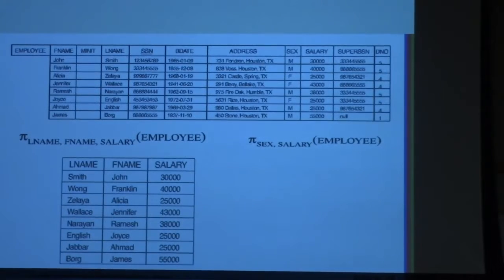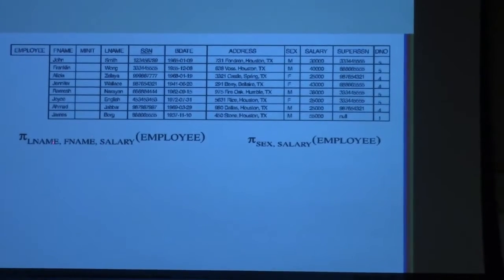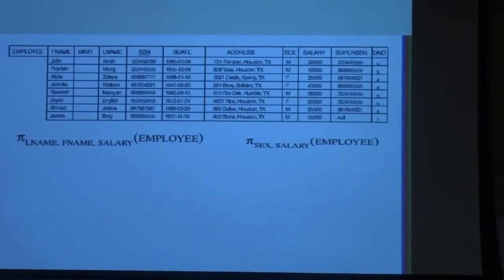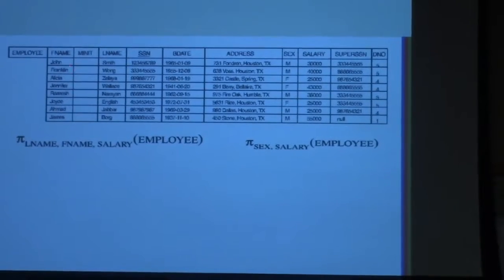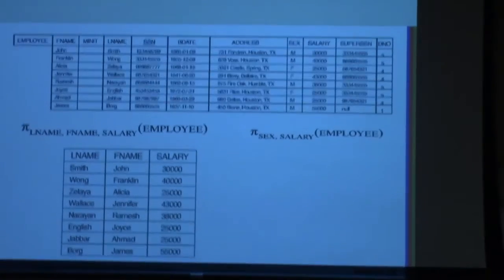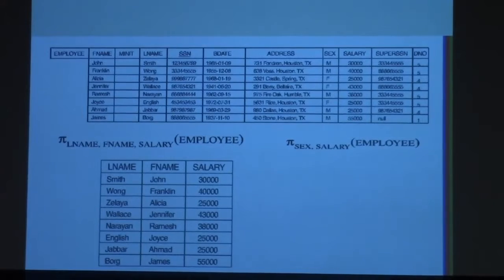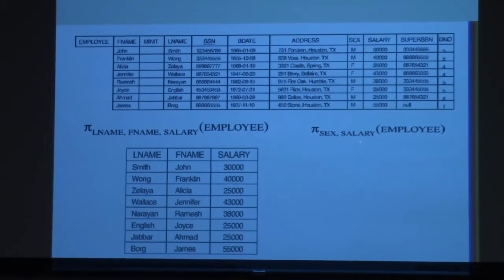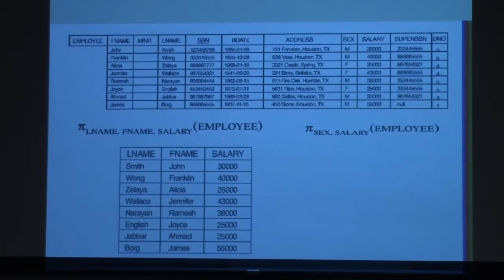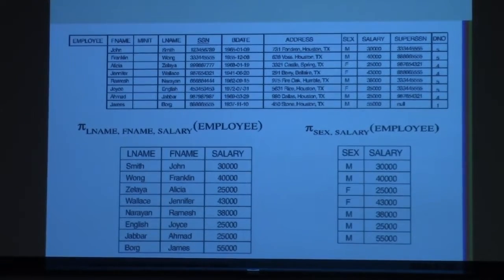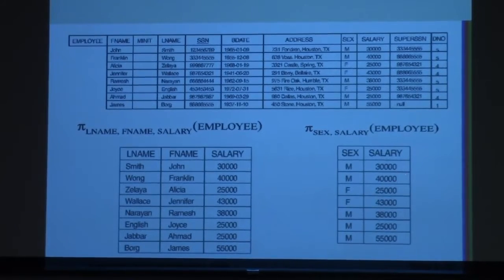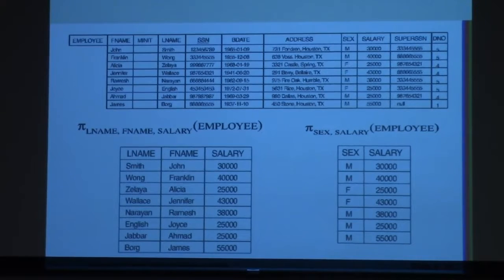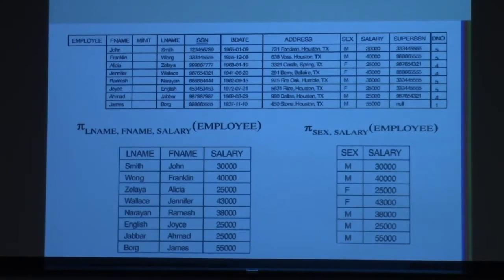This is one example. I'd like to list the last name, first name and salary of employees. How many will be returned? 1, 2, 3, 4, 5, 6, 7, 8. Eight data will be returned like this. What about this? I'd like to access the sex and the salary of employees. How many will be returned? 1, 2, 3, 4, 5, 6, 7. Only 7 data will be returned. Why? It doesn't allow duplicate data.